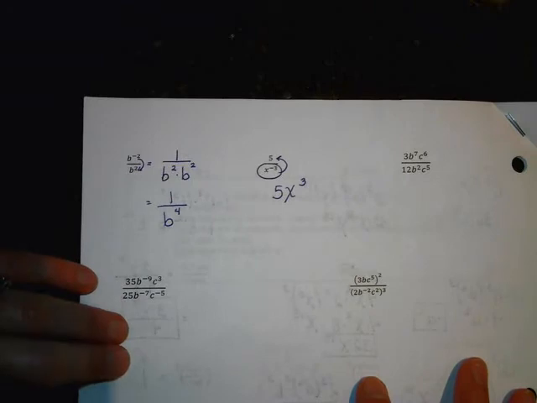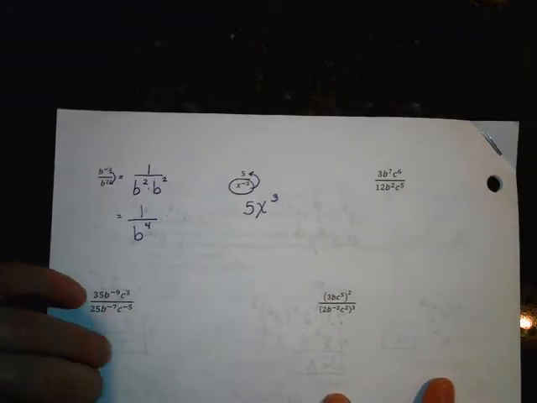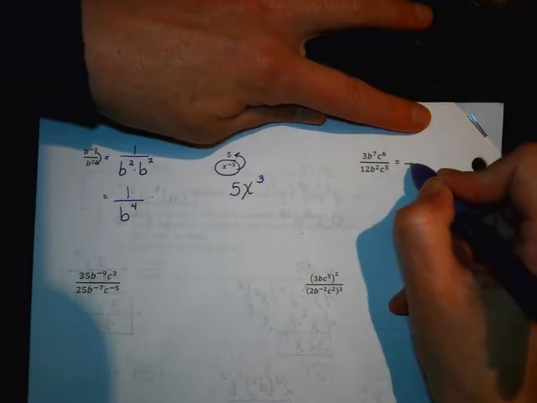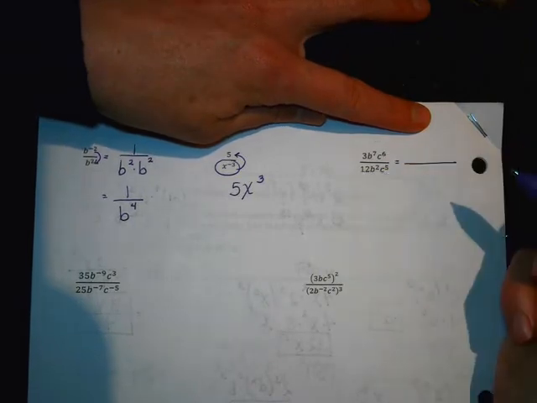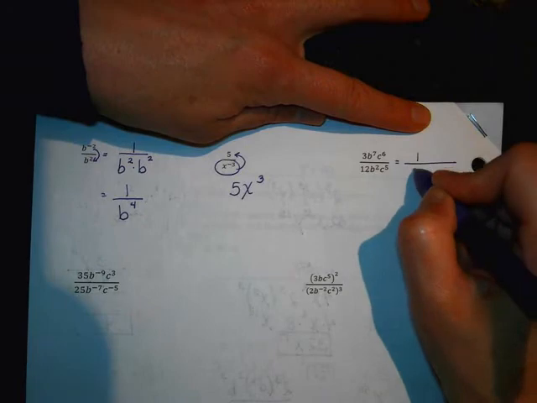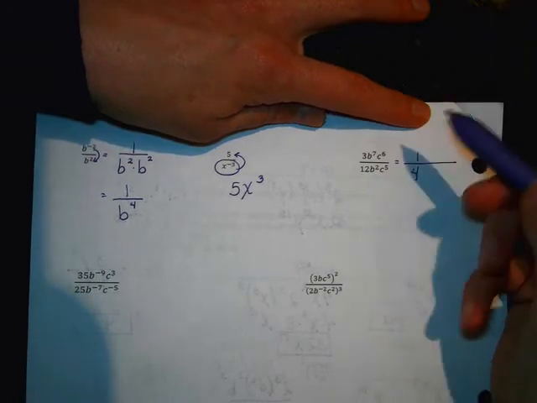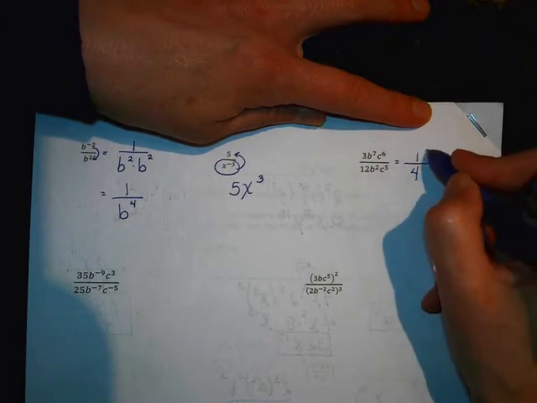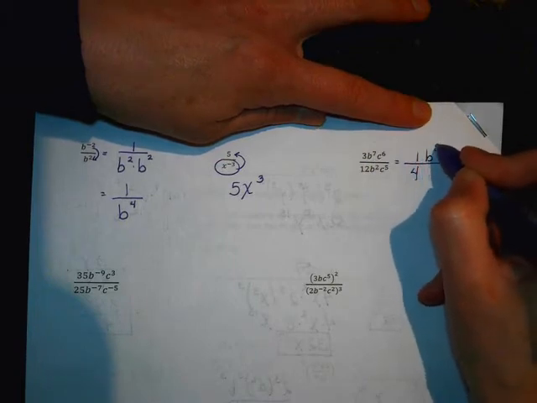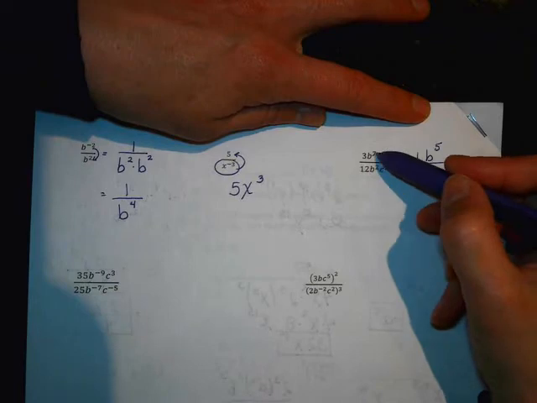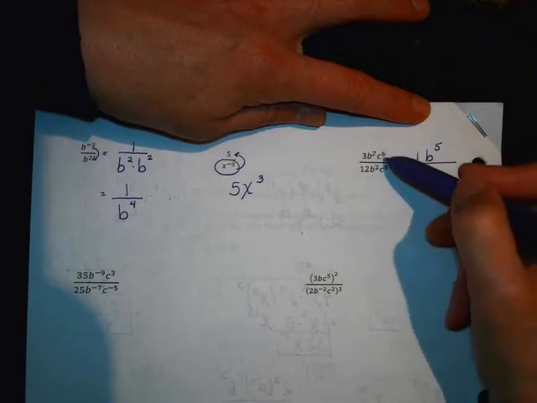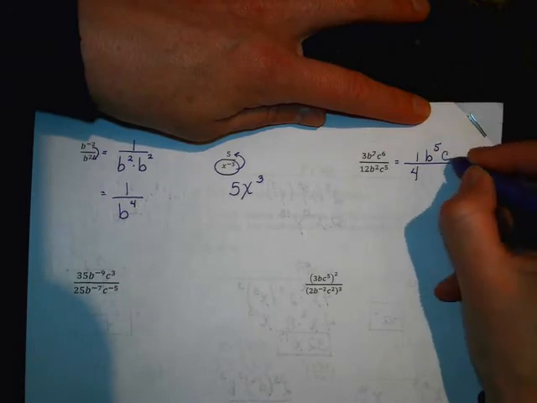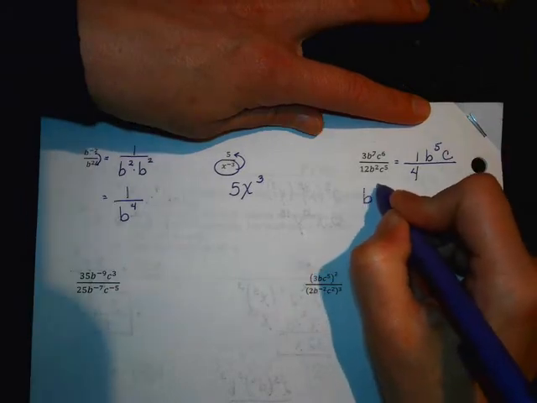Let's see, so you're going to have a fraction. If you put 3 over 12 into your calculator, you'll get 1 over 4. All right, so we have more b's upstairs than downstairs, so that would be b to the 5th, b to the 7th over b squared, you have 5 more upstairs. Then here you have 1 more c upstairs. So you'll have b to the 5th, c over 4.